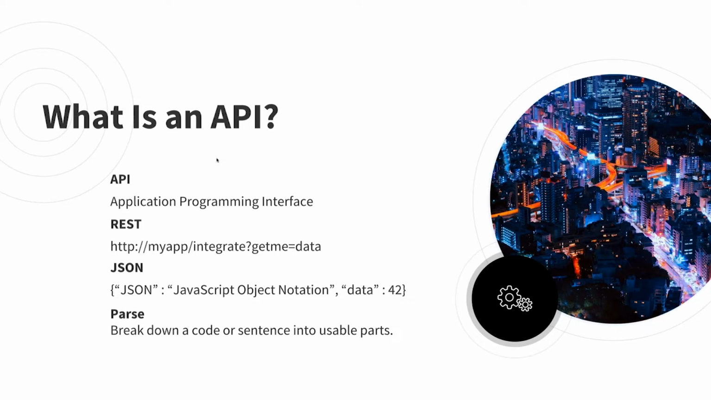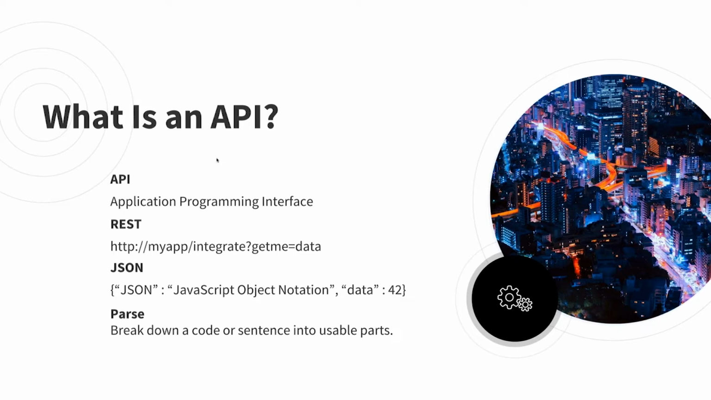JSON is very often the language of this interchange, and it's what's sent in a request and received in the response. It stands for JavaScript Object Notation, and it's a lightweight human and computer readable data interchange format, commonly used to transfer data over the web. It's made up of keys, which are kind of like attributes in FME, and values, which are attribute values in FME speak. In the example here, JSON is a key, JavaScript object notation is a value, and data is a key, and 42 is a value.